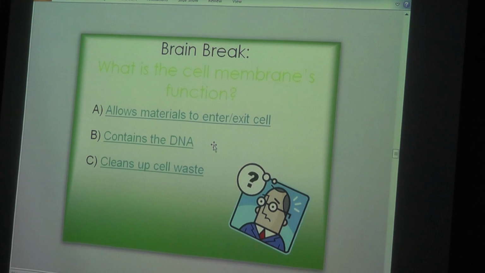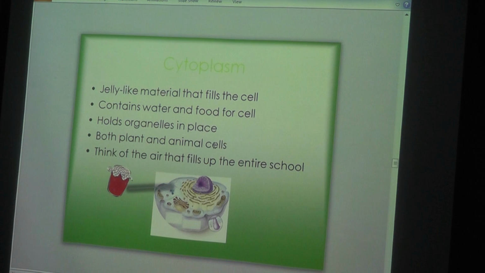And what is the cell membrane's function? You know this, number A. And then the cytoplasm, this is the stuff that lies outside the nucleus but within the cell membrane, and it's like a jelly-like substance that fills up the cell, and it has all the other bodies like mitochondria and Golgi bodies and whatever else is there in the cell.